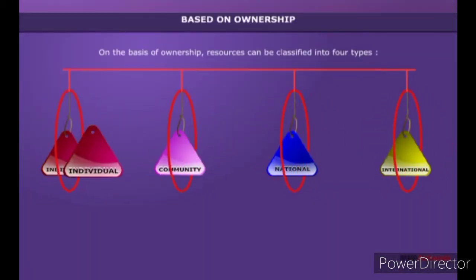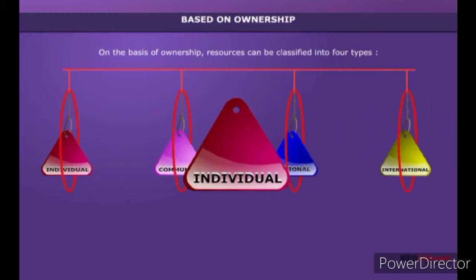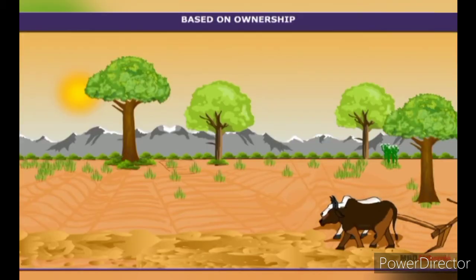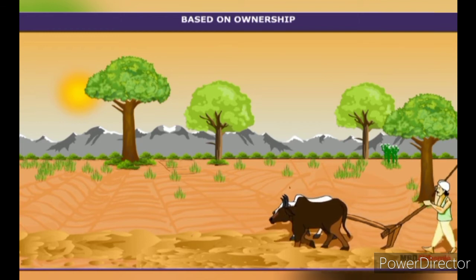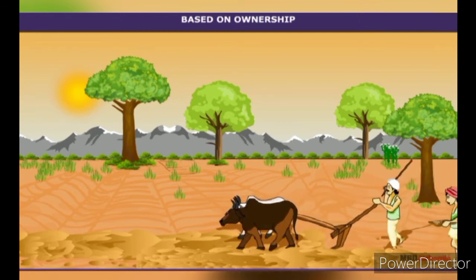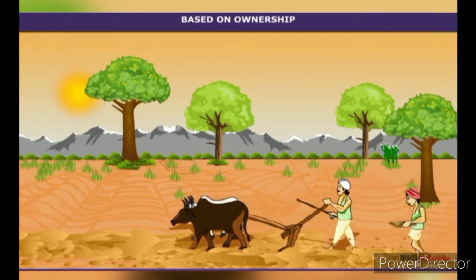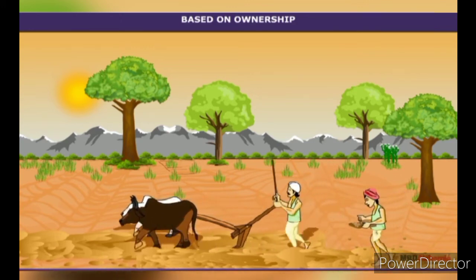Based on ownership. Individual resources. These resources are privately owned by individuals or groups. For example, land owned by an individual, a family, or groups of people organized in companies.